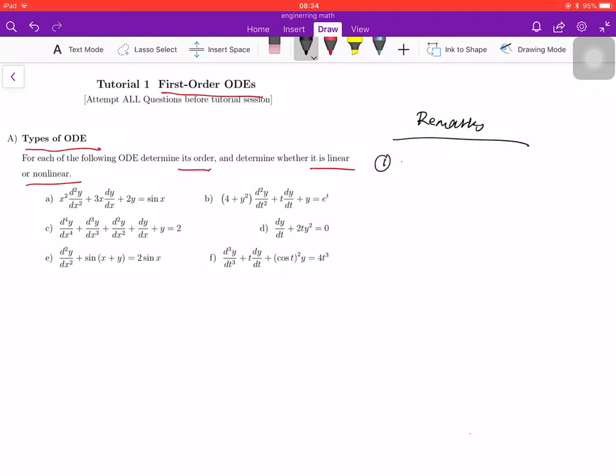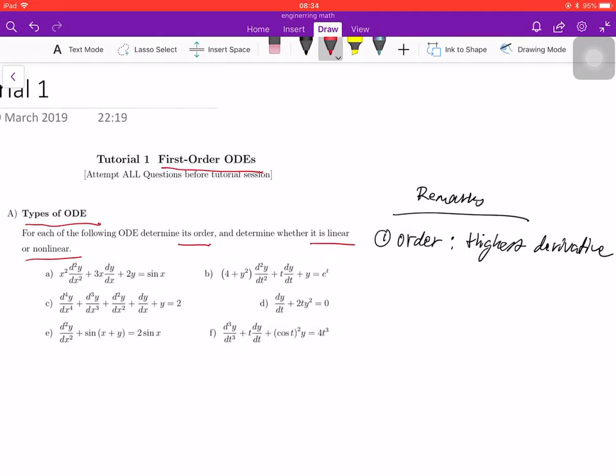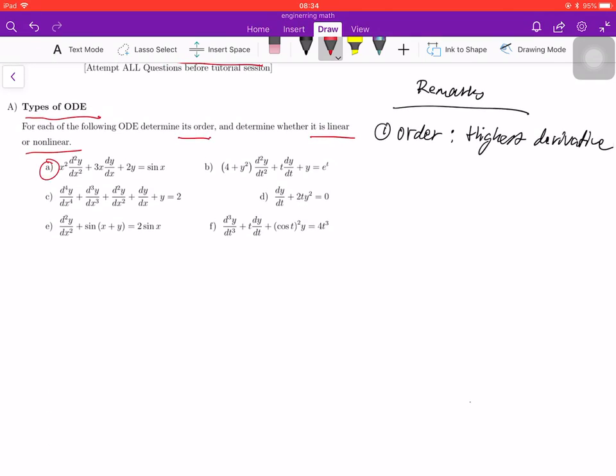the class. The order of an ODE for a given differential equation refers to the highest derivative in that differential equation. So for example, question A, we have two derivatives. The first derivative is of order 2 and the second derivative is of order 1. So the highest order is 2. So this differential equation is called second order.